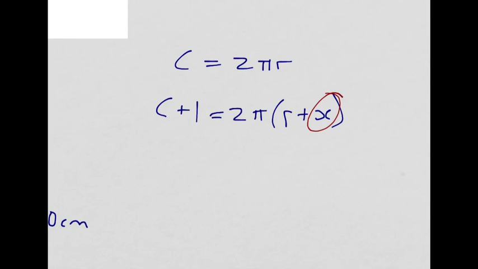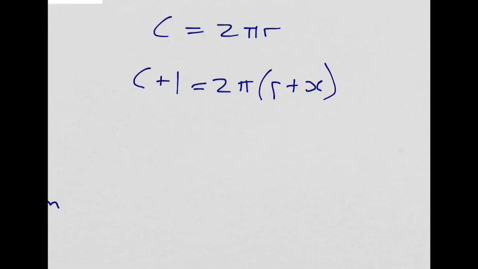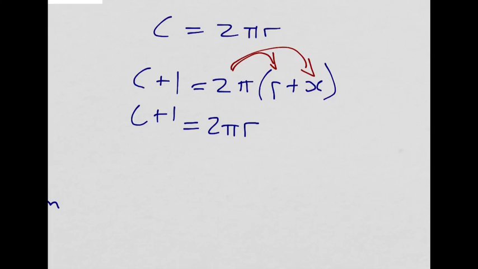To figure out that how much, we're going to isolate x. Here's how to do that. We're going to take 2 pi, and we need to get the x out of the brackets, right? So I've got 2 pi multiplying the stuff in the brackets. How do I get that out? The distributive property. So I multiply 2 pi by r and 2 pi by x. So that gives me 2 pi r plus 2 pi x. Good so far?